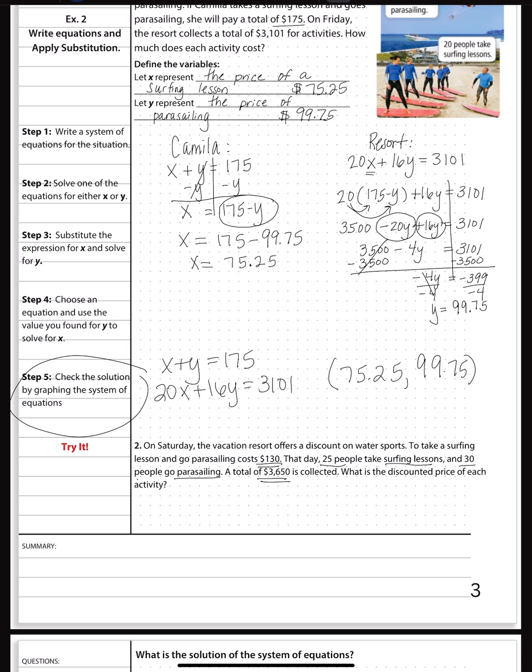So to set up for the single person, they take a surfing lesson plus a parasailing lesson, and the cost will be $130. 25 people times the cost for surfing lessons plus 30 people times the cost of parasailing, we know equals a total of $3,650. So follow the steps above to figure out the new prices and then figure out the discount price of each type of activity.